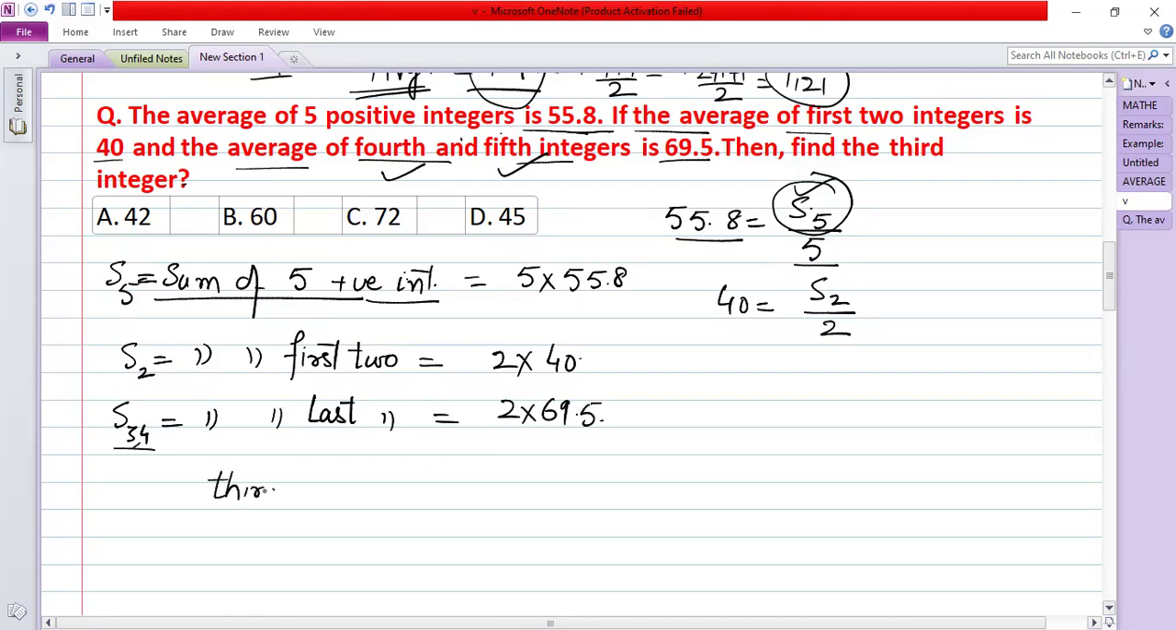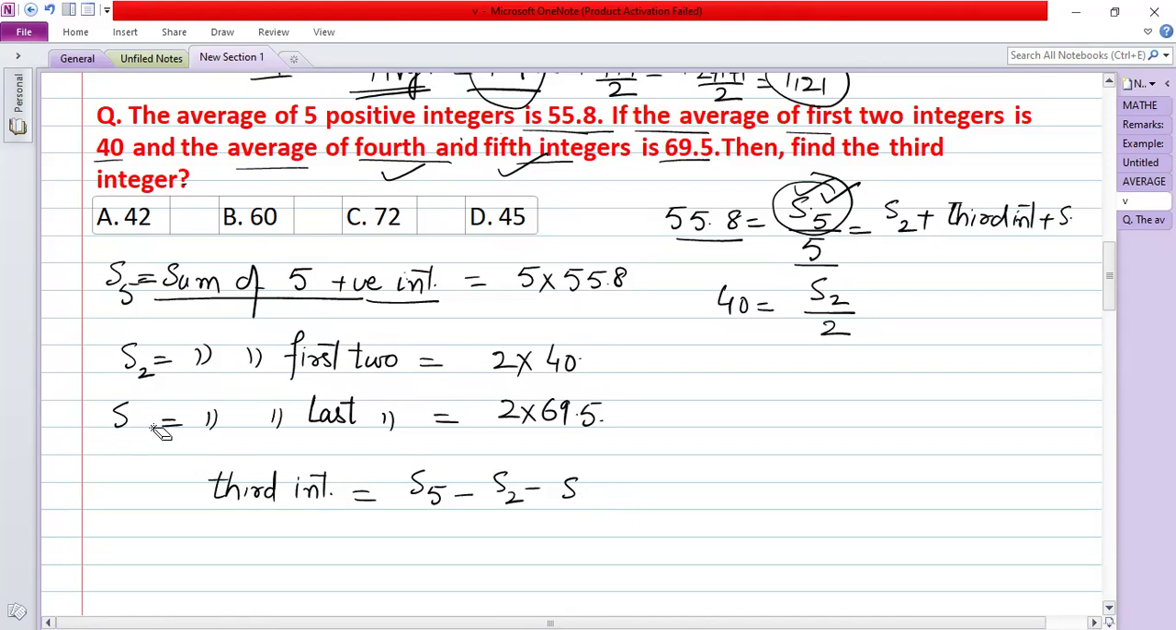So the third integer will be nothing but S5 minus S2 and minus S45. Why? Because this S5 is nothing but the sum of the first two plus the third integer, and plus the sum of the last two. Sorry, please wait. Here it should be the sum of the fourth and fifth. Wait, even here.